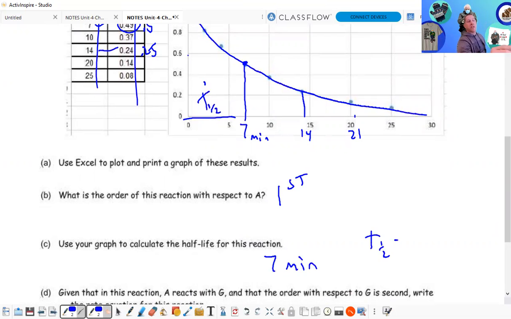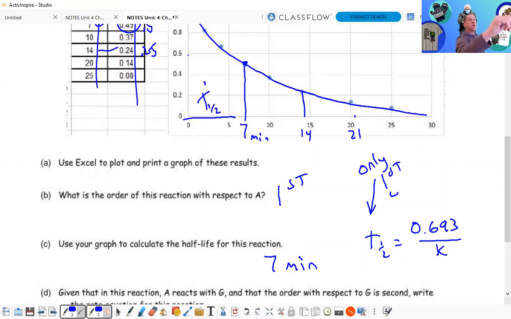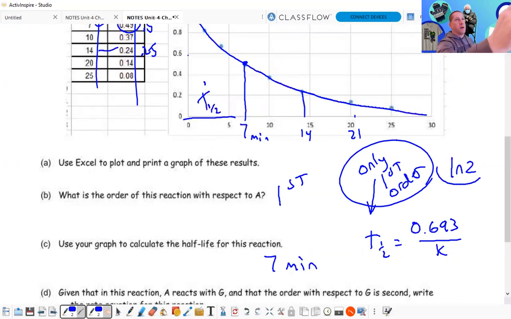Now, there is an equation given on your equation sheet for half-life. This only applies to first order, and it's the only half-life calculation you will have to do on the AP exam. There's a way to derive this equation. I can show you if you want me to, but it has to do with half of the initial concentration, rearrange it. That right there is the natural log of 2.